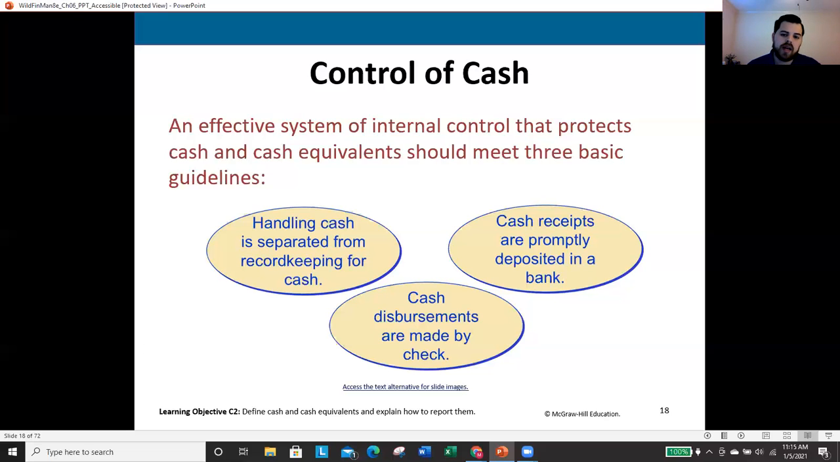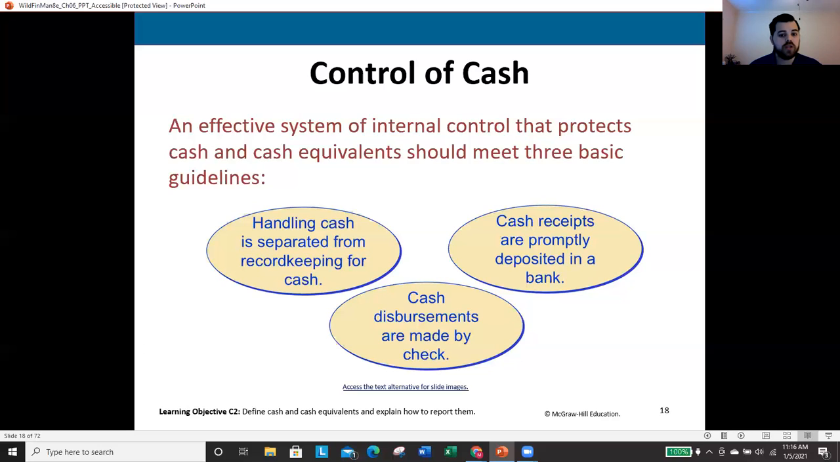And of course, it is best if any cash disbursements are made by check, because this provides a paper trail that we can then follow through later if we need to. If we simply hand someone a $20 bill, there's no record of that. But if we write a check for $20, I can see check number 1275 was written for $20 on January the 5th, 2021, blah, blah, blah.